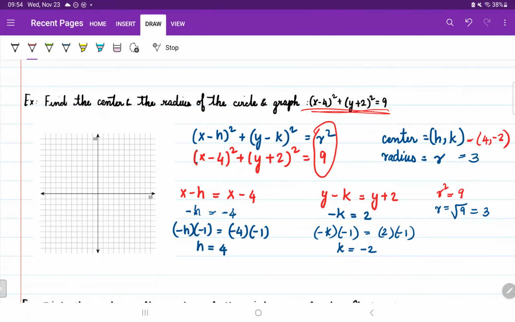So on the x-axis, we have 1, 2, 3, 4, that's 4, and on the y-axis minus 1 and minus 2. Let me erase this so we don't get confused. That is our center. Then our radius is 3, so 1, 2, 3 on 4 sides. 1, 2, 3 here, 1, 2, 3 here, 1, 2, 3 here. And then we join it. So here, our center is 4 comma minus 2, and our radius r is 3 units.